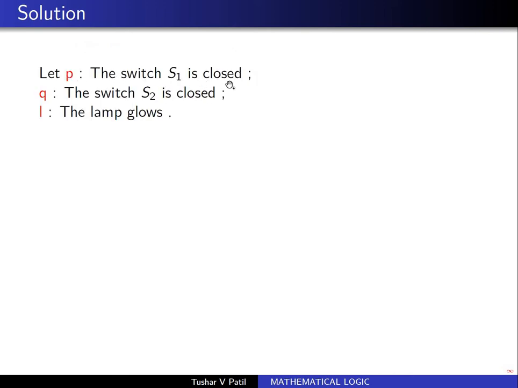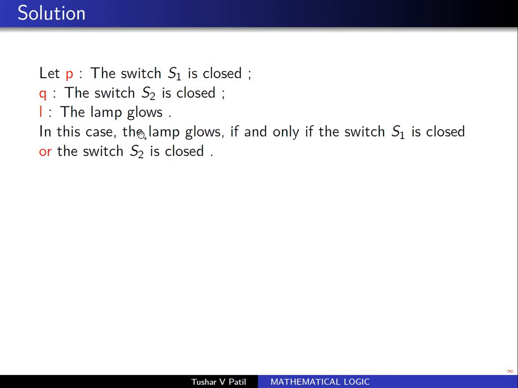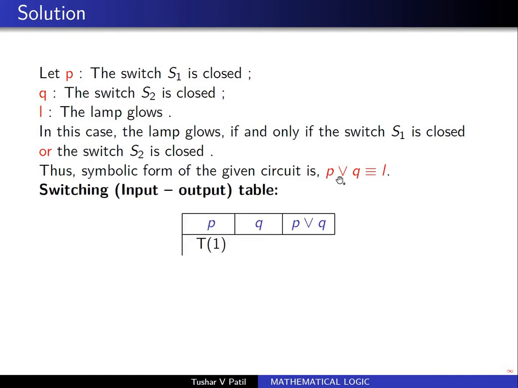Let P denote the switch S1 is closed, Q denote the switch S2 is closed, and L denote the lamp glows. In this case, the lamp glows if and only if the switch S1 is closed or the switch S2 is closed. Thus, the symbolic form of the given circuit is P disjunction Q is equivalent to L. And here is the switching table or input-output table for the given switching circuit.